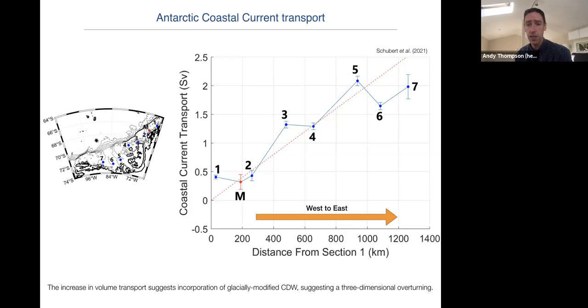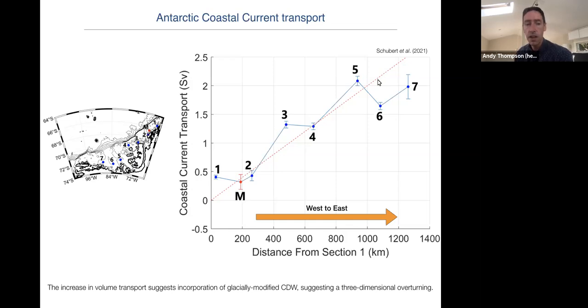So in particular, in this plot, we used a level of no motion of 400 meters. I'd be happy to discuss some of the assumptions that go into choosing that level of no motion. But qualitatively, the main result here is not sensitive to that. And the main result is that as you again move progressively from west to east throughout West Antarctica, there is an increase in the transport of the Antarctic Circumpolar Current.